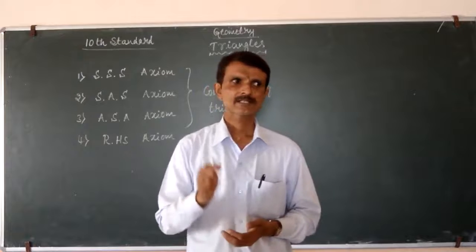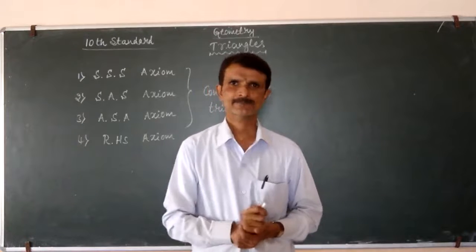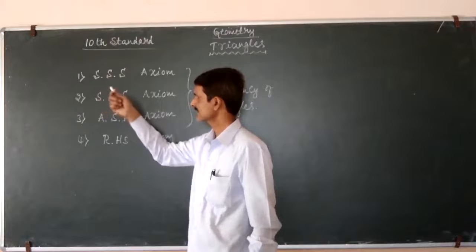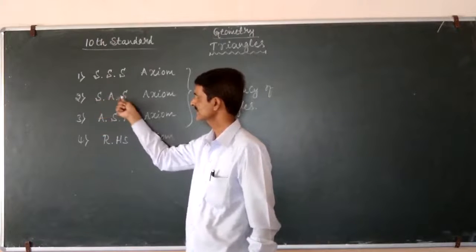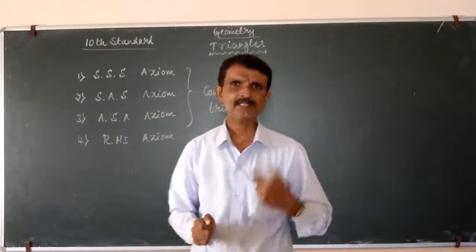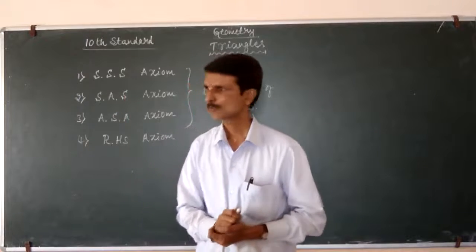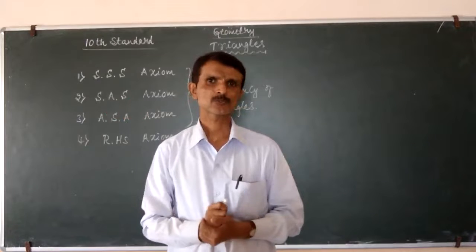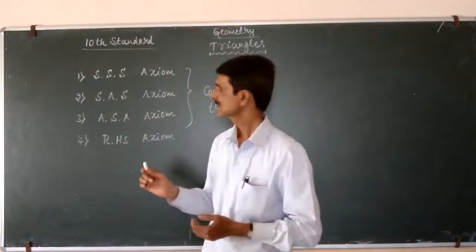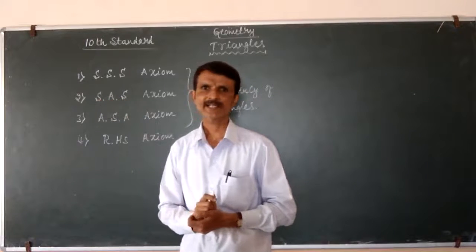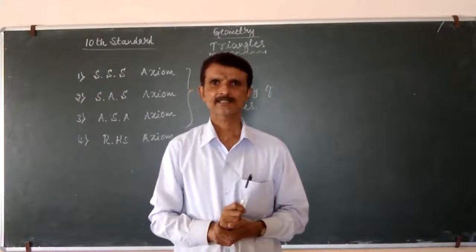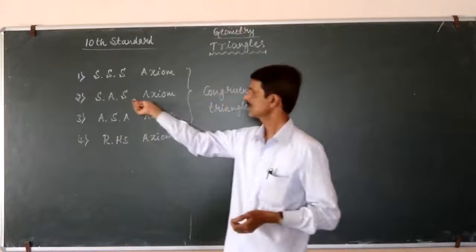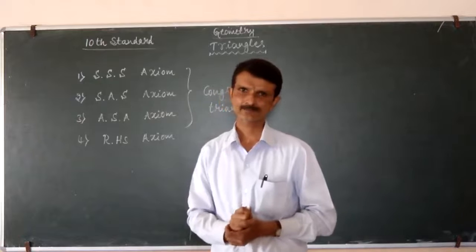SAS axiom means side angle side axiom. It states that in a triangle, if two sides and an included angle of one triangle are equal to the corresponding two sides and an included angle of another triangle, then those two triangles are congruent on the basis of SAS axiom.